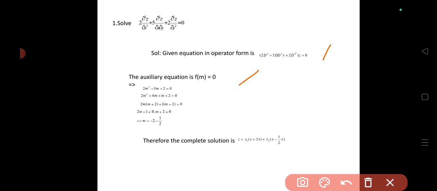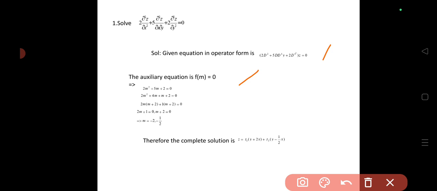So what is the operator form? The first step, in place of ∂²z/∂x², you write capital D². In place of ∂²z/∂x∂y, there are two terms. One is ∂z/∂x and the other one is ∂z/∂y. So in place of ∂z/∂x, you write capital D. In place of ∂z/∂y, you write D dash.